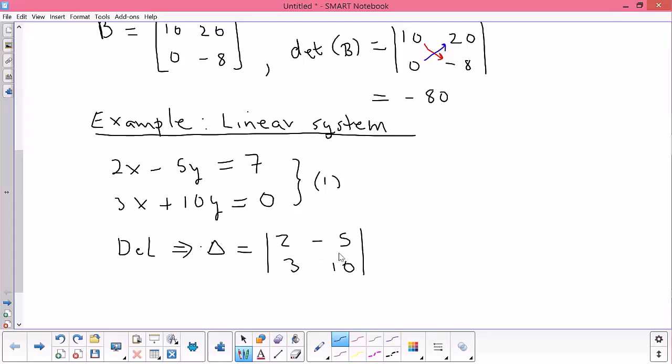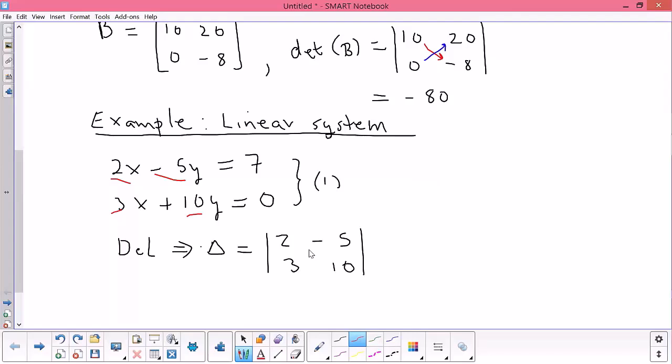Again, how did I create this coefficient matrix here? I said let's grab 2, let's grab minus 5. Then let's take 3, and we have a plus 10. So those are the coefficients. The del is the determinant of this matrix.